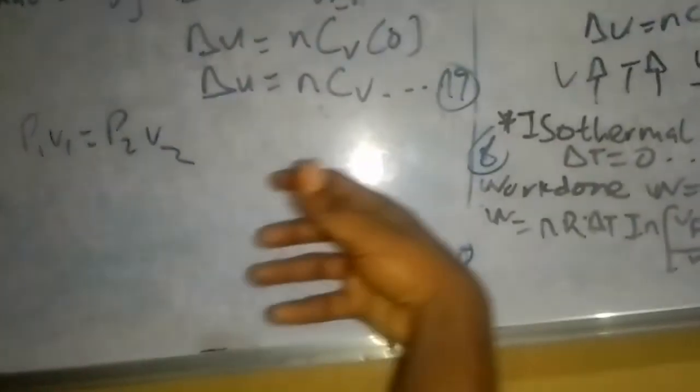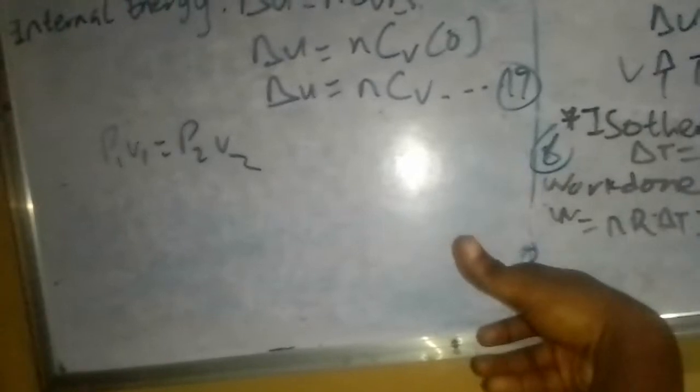Let me ask you a question. Now listen. In Boyle's law in gases, we say that at a constant temperature, the pressure of a given mass of a gas is inversely proportional to the volume of that same gas. That means P is inversely proportional to 1 over V.